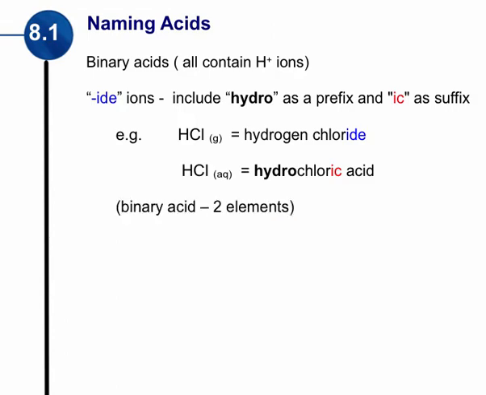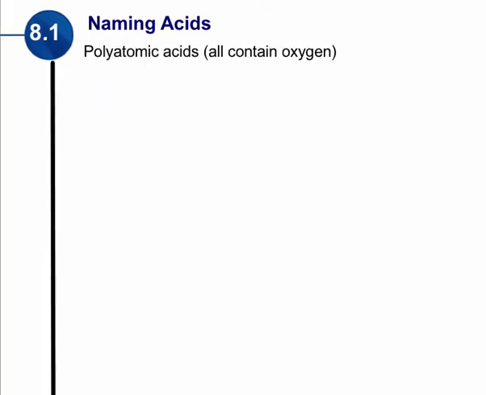Hydrochloric acid. The reason that this is considered a binary acid is because it's just two elements. It's something with an H and some other element on the periodic table. And that's our first type, binary acids. Now the other type are what are considered polyatomic acids. Polyatomic acids come from our polyatomic ions. You have a list in your data booklet, and these all contain oxygen. So we're going to be looking now at the list of polyatomics to name these.